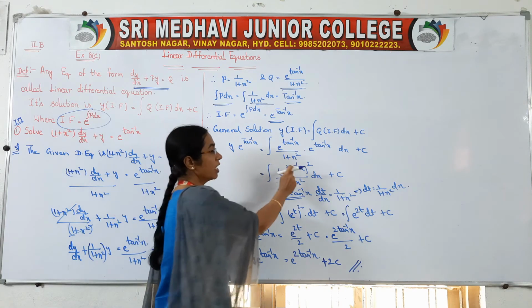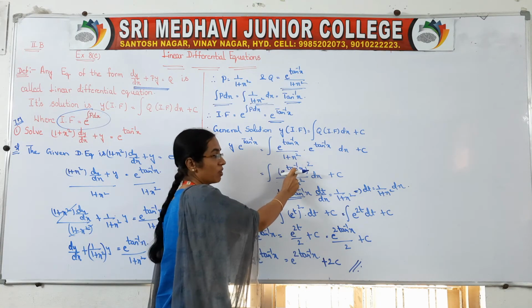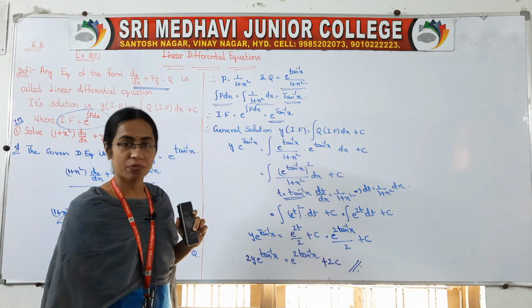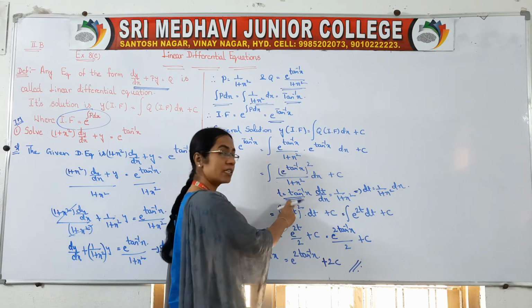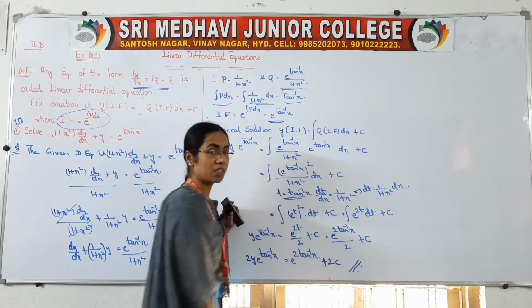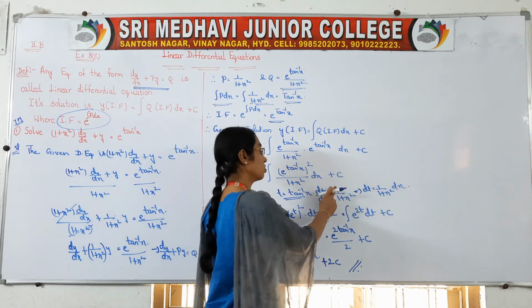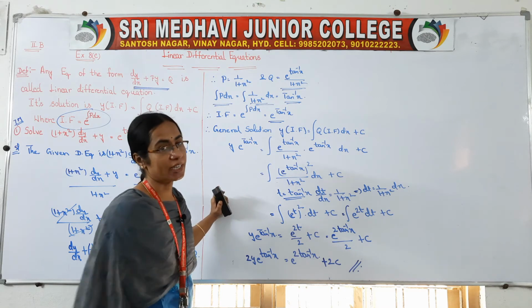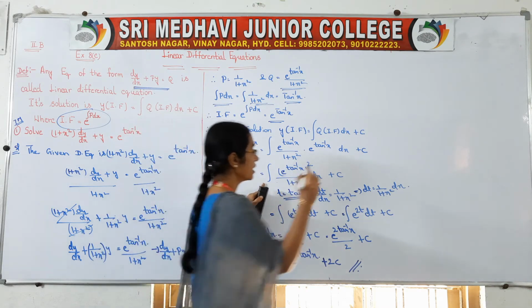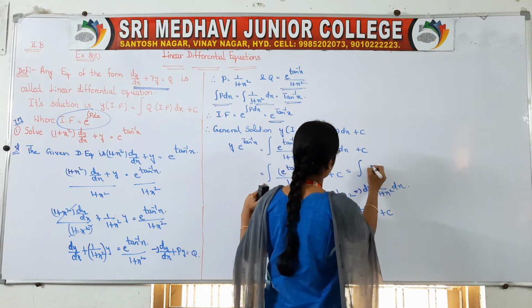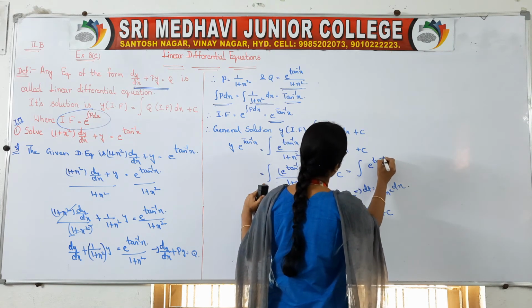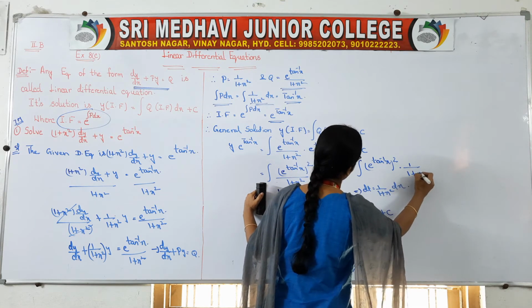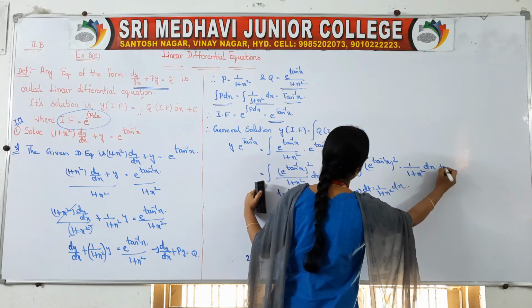So here clearly, if we take tan inverse x, the derivative of tan inverse x is going to be 1 by 1 plus x square into dx. For that sake we will go for substitution. t is equal to tan inverse x. So dt by dx is equal to 1 by 1 plus x square, and dt is 1 by 1 plus x square into dx. So we can write this as e to the power of (tan inverse x) whole square into 1 by 1 plus x square into dx plus c.